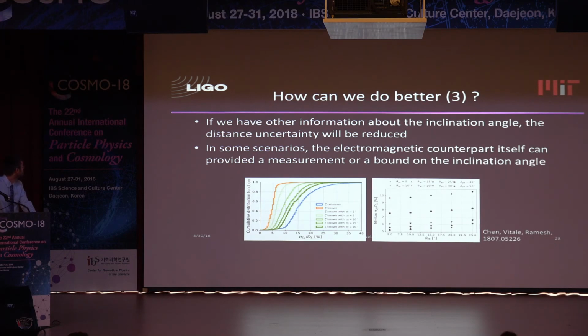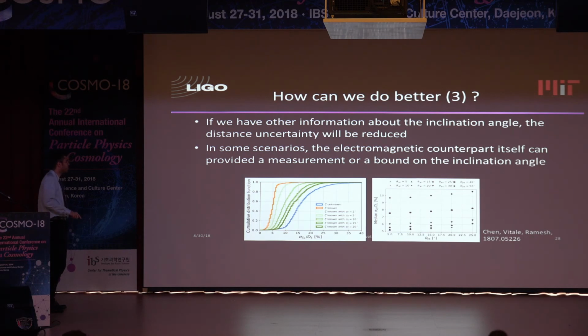What else can we do? We can try to use some other information than the redshift from the electromagnetic side. Again, the bottleneck here is the degeneracy between inclination angle and distance. So if I can know something about the inclination angle by other means, besides the gravitational wave, I can fold that into my analysis as a prior, and that will reduce the uncertainty for the distance. That's what we have looked at with this bunch of friends in this paper. We have considered two possibilities.